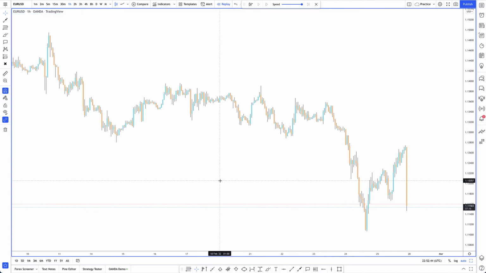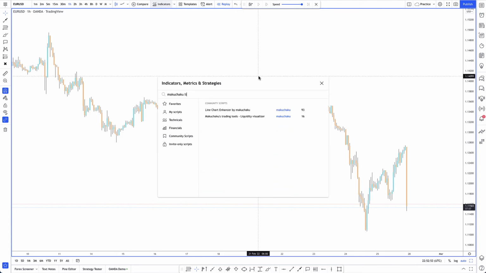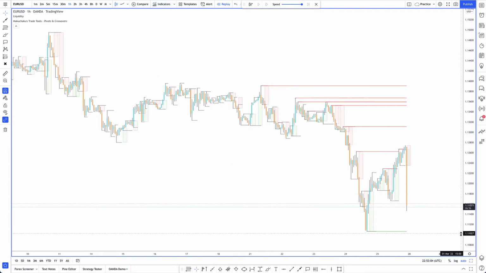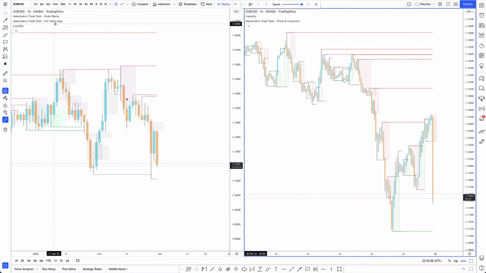The indicators you need on the lower time frame charts are, obviously, liquidity. So we're going to add the Makuchaku liquidity visualizer, and then you also need pivots and crossovers. Once you set up your charts, they'll look like this. You'll have order blocks, fair value gaps, and liquidity on the higher time frame, and you'll have liquidity and pivots and crossover on the lower time frame.